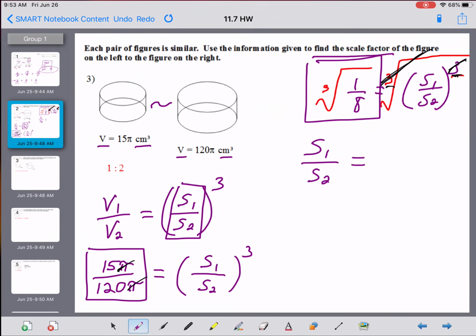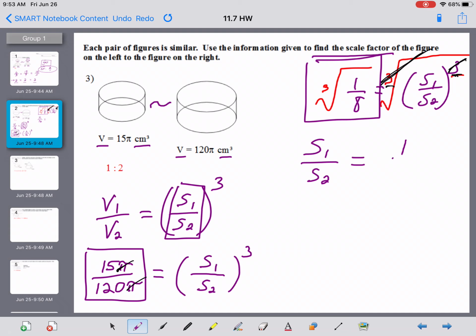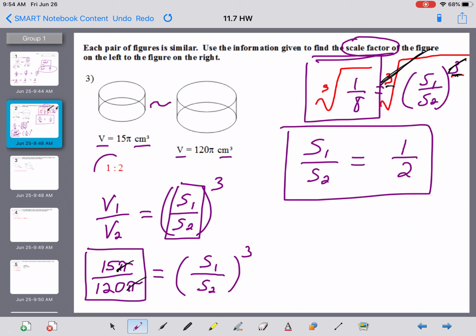Okay, so where are we? The ratio of side 1 to side 2 is 1 to 2. And what they asked us to find was the scale factor. Guys, what we just have right there is the scale factor. It's a 1 to 2 ratio. Now you'll notice for their answer, they wrote that ratio with a colon, and that's perfectly fine. So you can either do the colon or you can do the fraction. Both of them are equivalent ways of expressing the same ratio.